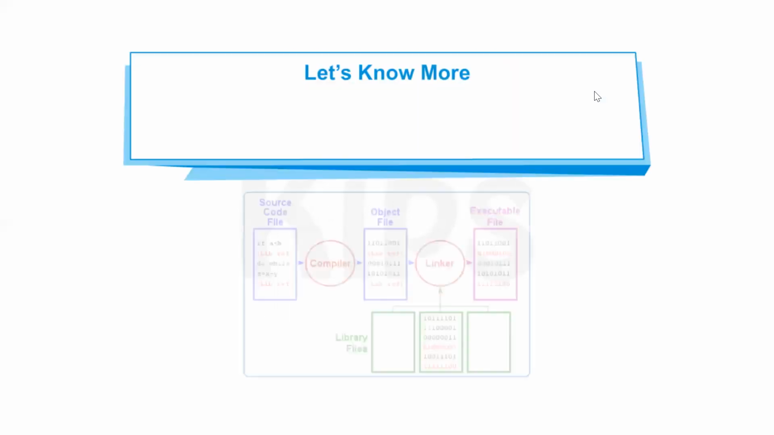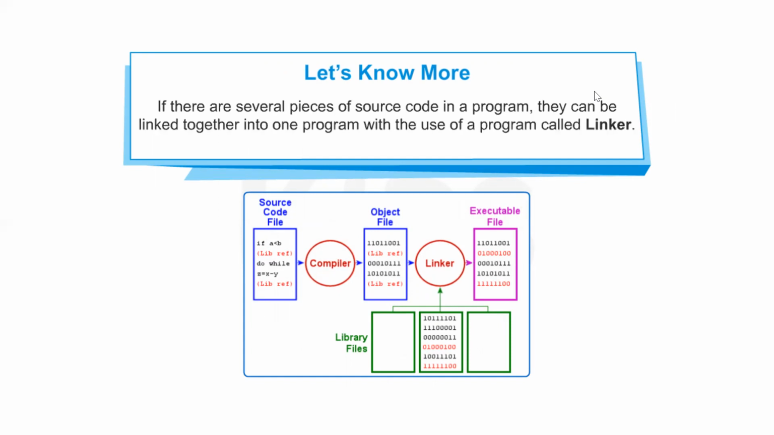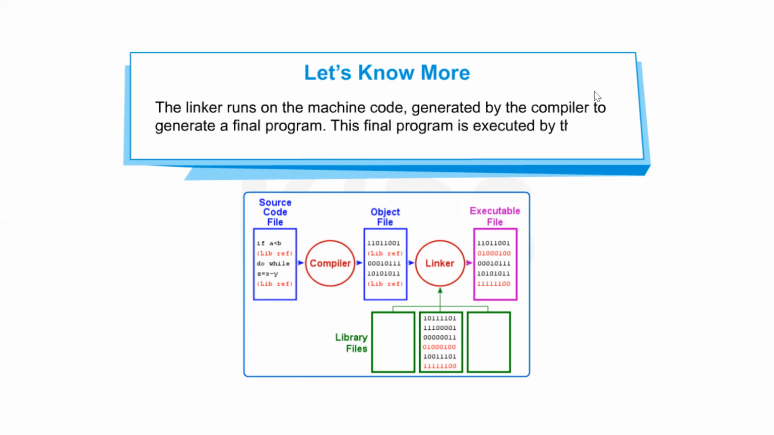Okay, let's know more. If there are several pieces of source code in a program, they can be linked together into one program with the use of a program called linker. The linker runs on the machine code generated by the compiler to generate a final program. This final program is executed by the user.